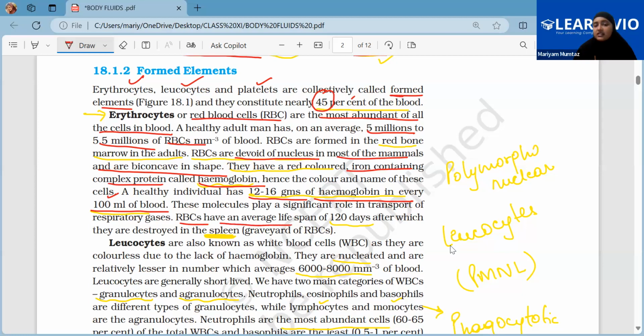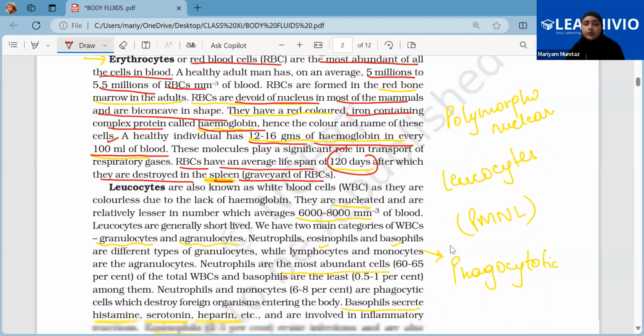RBCs have an average lifespan of 120 days, after which they are destroyed in the spleen. The spleen is known as the graveyard of RBCs. So the lifespan of an RBC is just 120 days. After that, they are destroyed, and then new RBCs are formed by the red bone marrow.